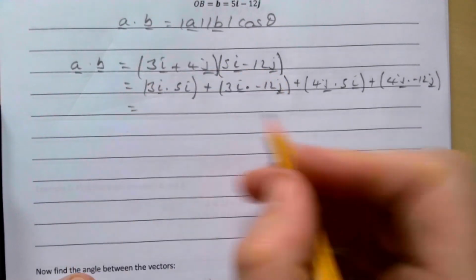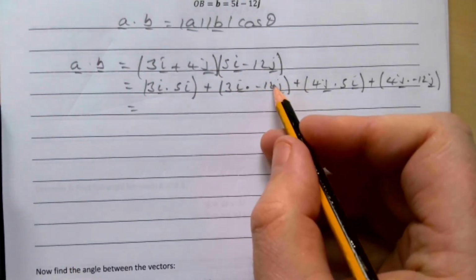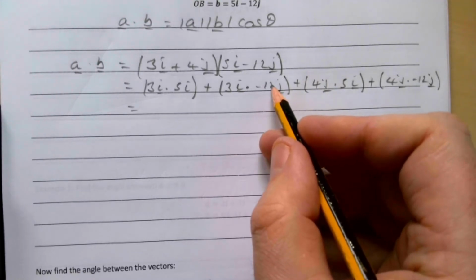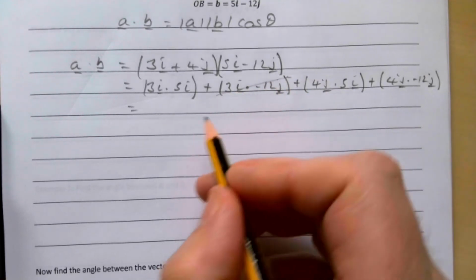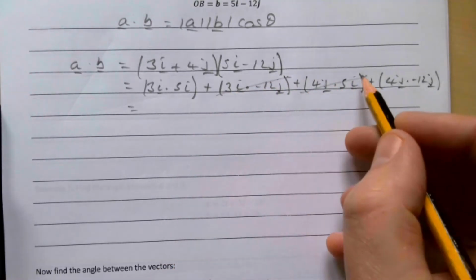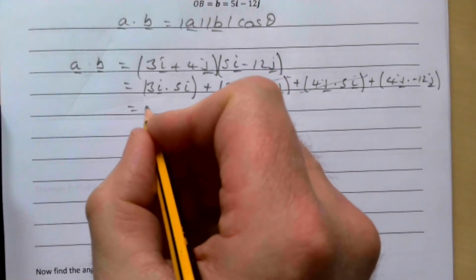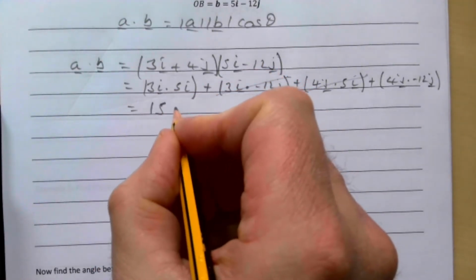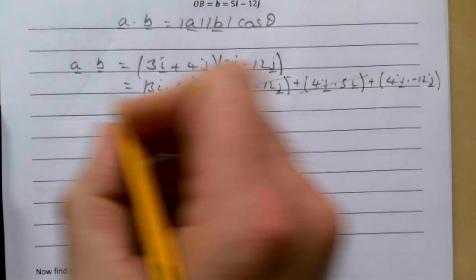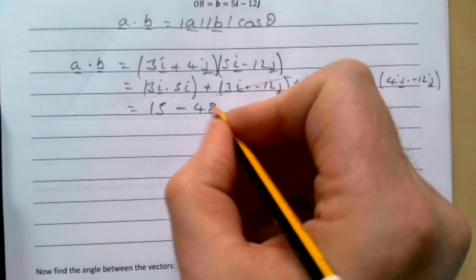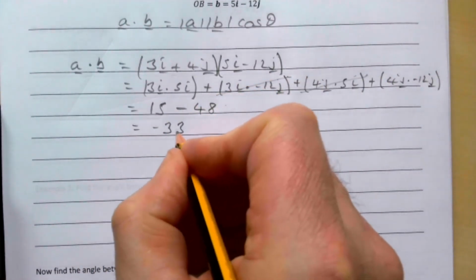So what's going to happen here? See these i and j ones? Those two are perpendicular to each other, and if they're perpendicular, their dot product is 0. So the dot product of that is 0, and the dot product of that is 0. All you're left with is the i-i and j-j terms. So you go 3 times 5, which is 15, and 4 times minus 12, minus 48. So A dot B in this case is minus 33.